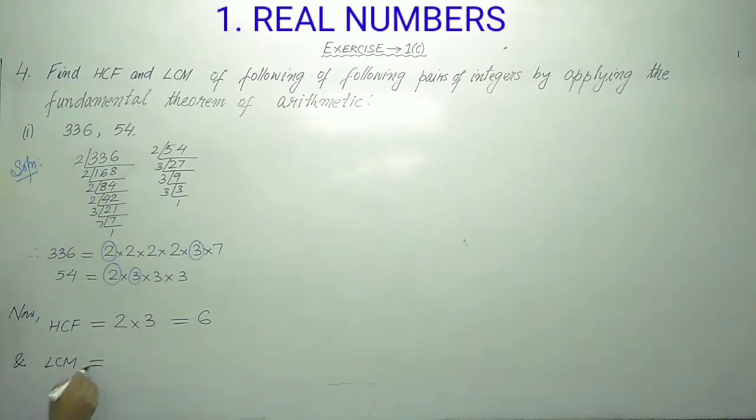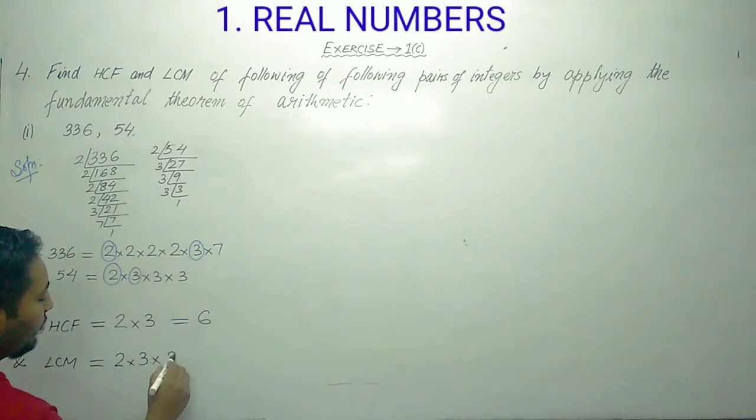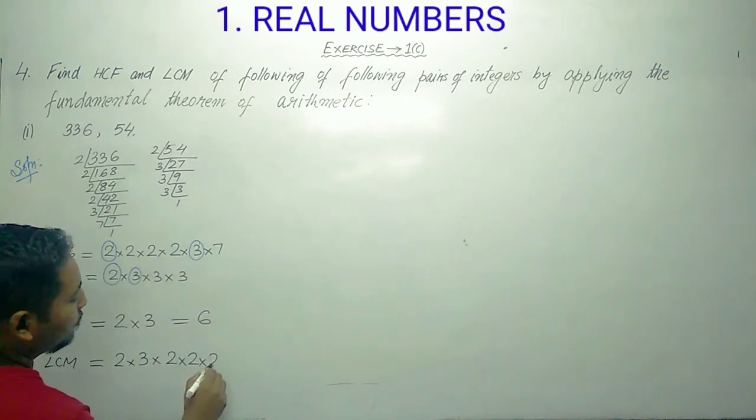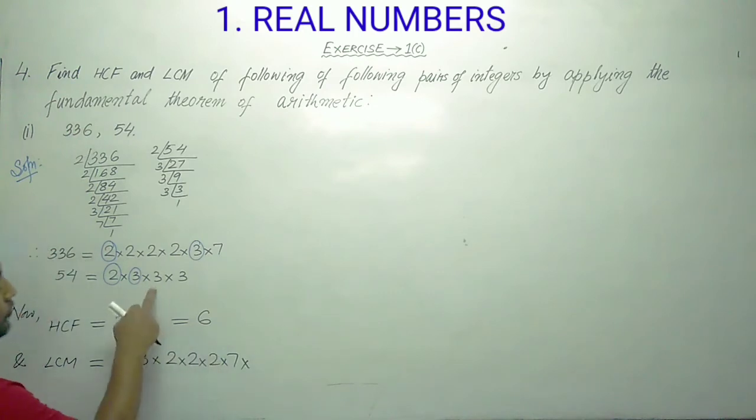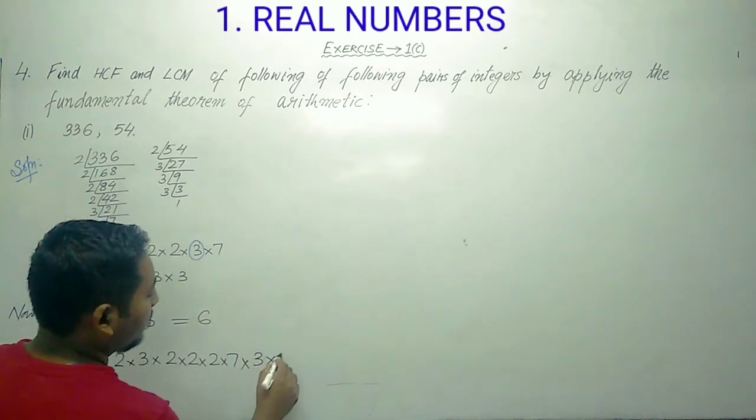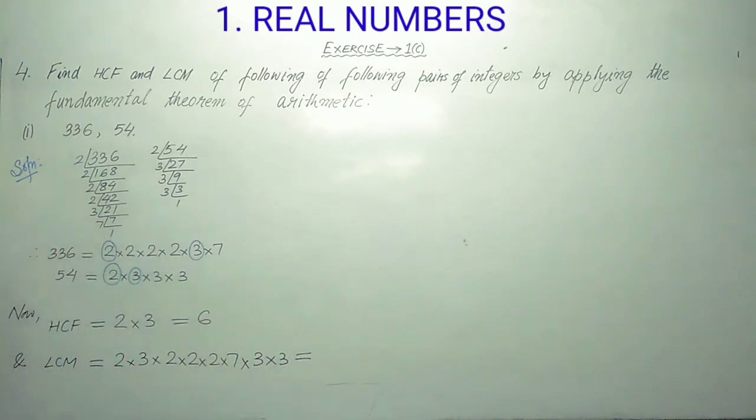And LCM. Now, in LCM, first you check what is common. 2 common, write down once. 3 common, write down once. Now write down everything that is remaining: 2, 2, 7, 3, 3. Now we can multiply this. 2 3s are 6, 6 2s are 12, 12 2s are 24, 24 2s are 48. 48 into 7 3 3.